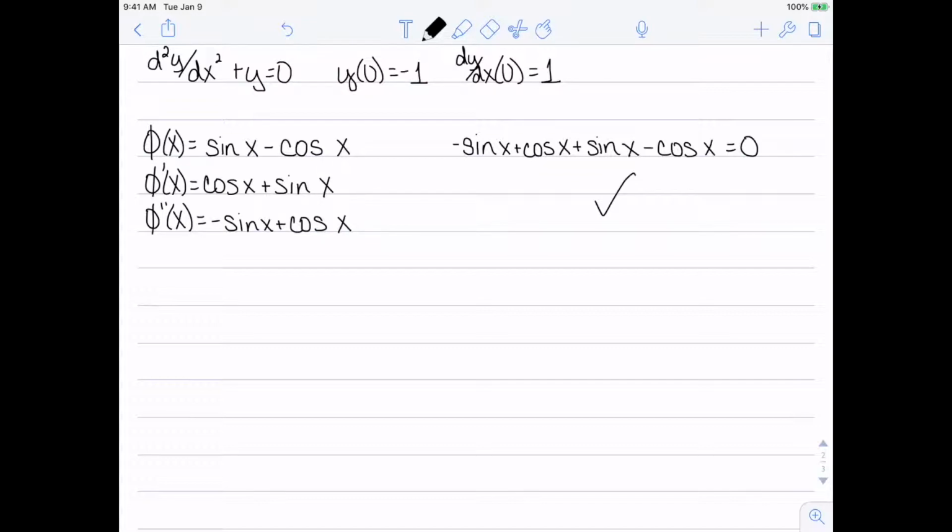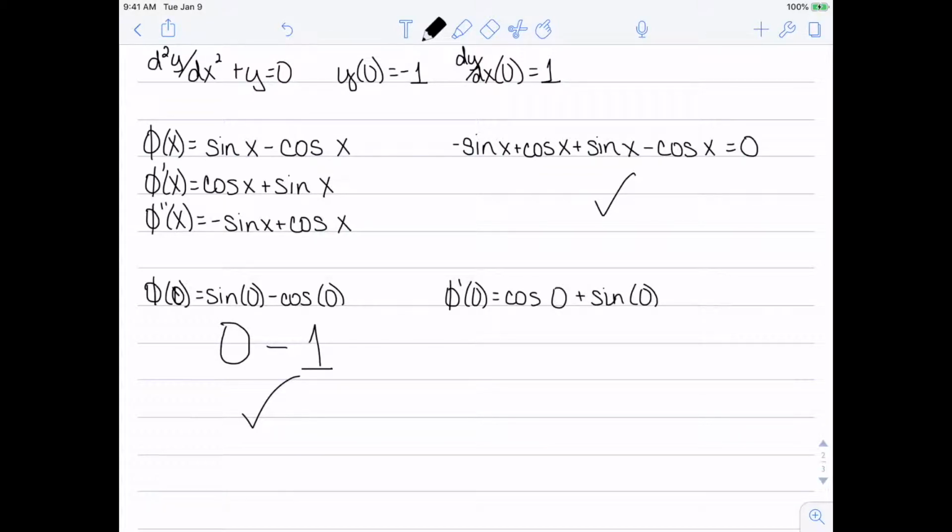We now need to check our other conditions. Let's start with y of 0 equal to negative 1. So what is phi of 0? We would need sine of 0 minus cosine of 0. We know sine of 0 is 0, and cosine of 0 is 1, and 0 minus 1 is negative 1, which is what we needed. The next thing we need is the derivative at 0. This gives me cosine of 0 plus sine of 0. We know cosine of 0 is 1, and sine of 0 is 0, so when I add these, I get 1, which is what I needed. So this is the solution to my initial value problem.